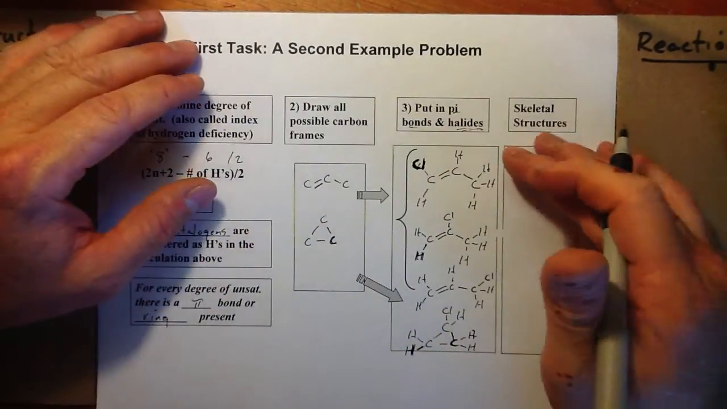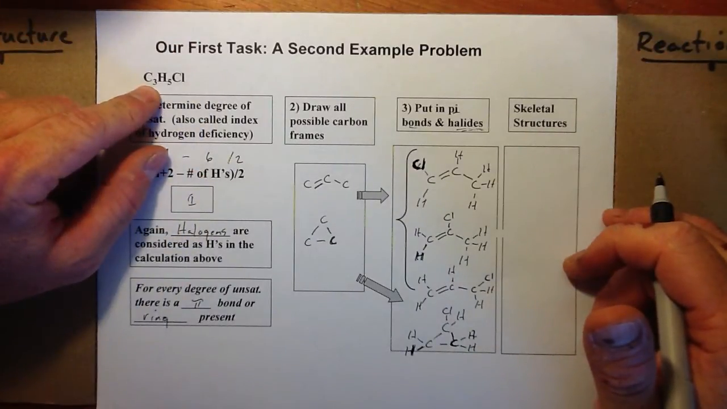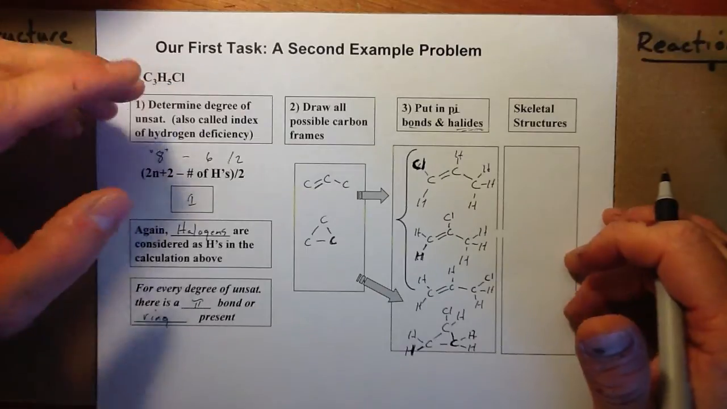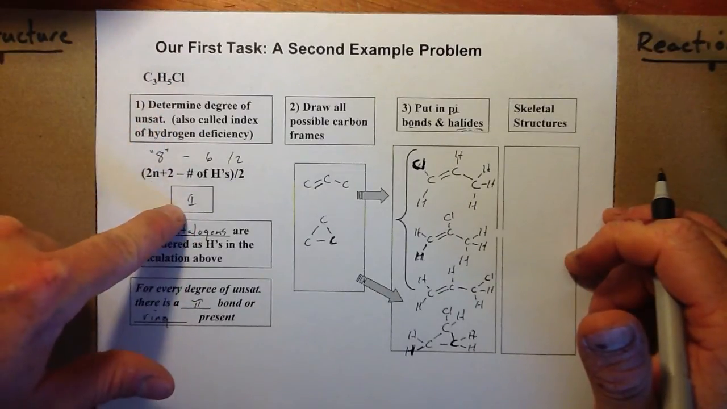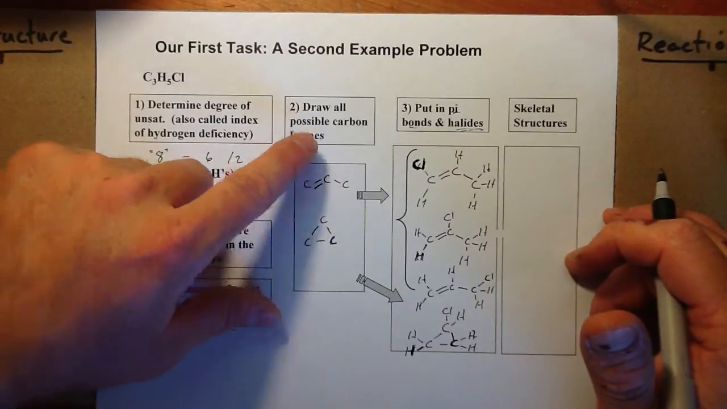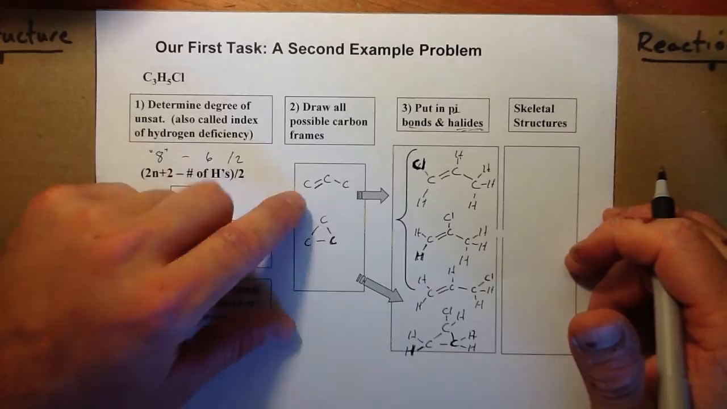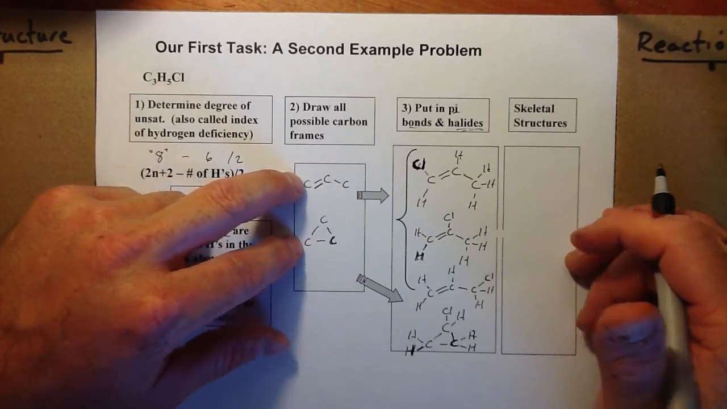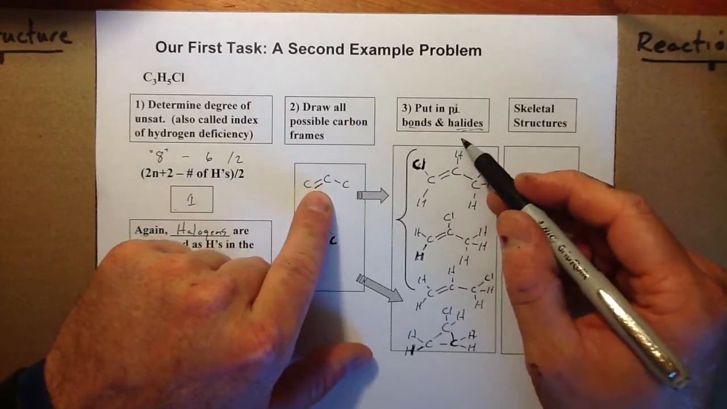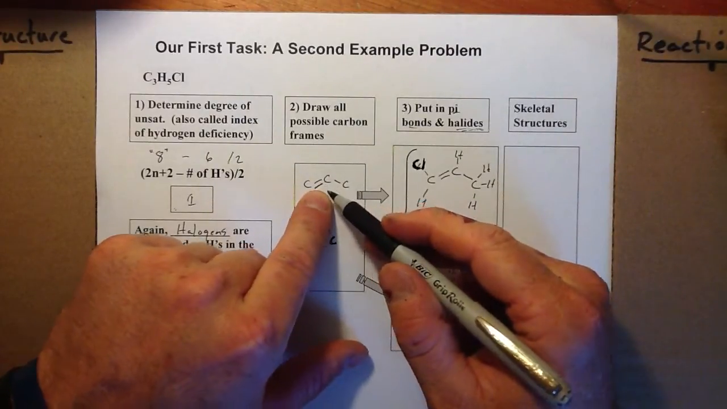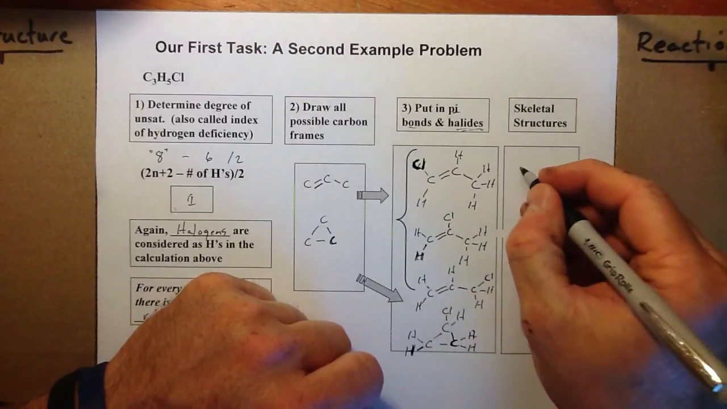Now let's get this quickly and we're done. Let's see how fast we can draw all skeletal structures that have this molecular formula, C3H5Cl. And what we did is we worked through the steps. We determined the degree of unsaturation. That was 1. We knew we had to consider frames then that have rings or a pi bond. These were the only 2 that we could have. Then we put the pi bonds and halogens in. We put the pi bonds, I kind of went back to this framing, and we put the halogens, that chlorine, in.